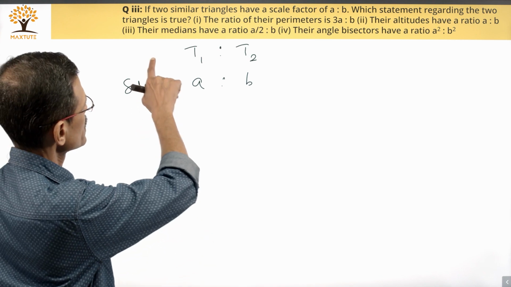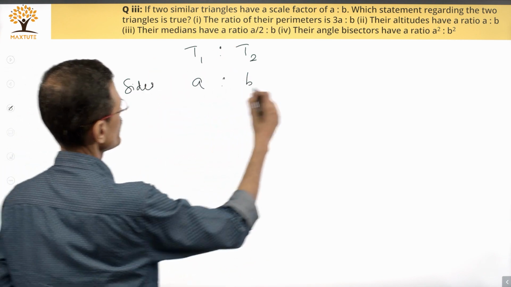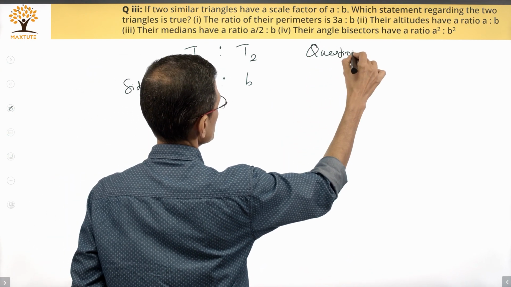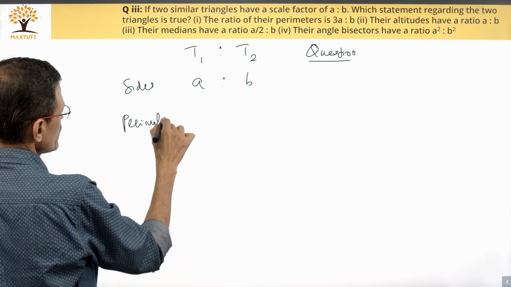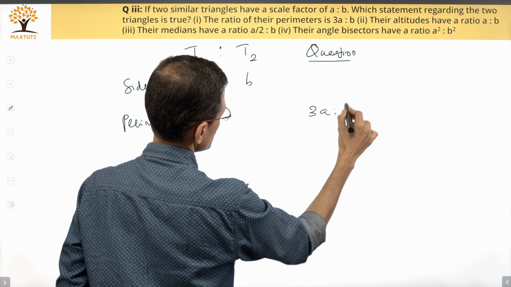Start with the first one. The ratio of their perimeters is 3A is to B. I'll write what it should be and I'll say what is given in the question, and then let's compare it. The question says perimeter is in the ratio of 3A is to B, right?